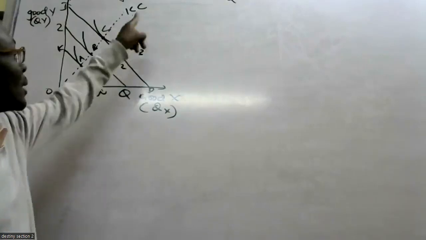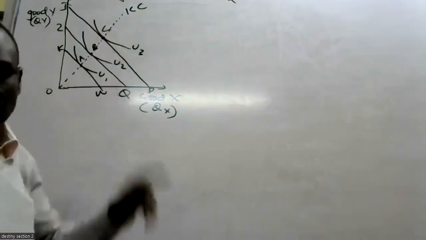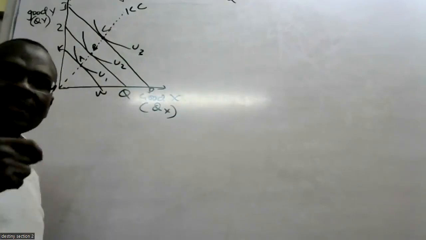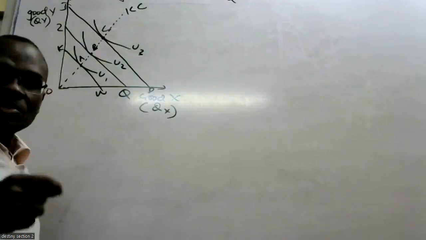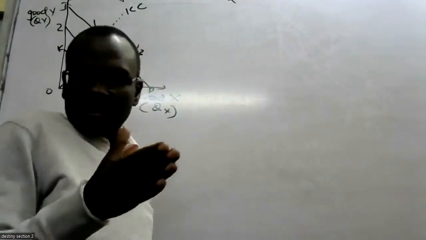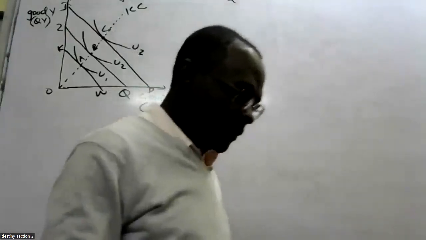The line joining the points A, B, and C is a straight line. It's called an income consumption curve, ICC. It shows that even if the income of the consumer changes, the next equilibrium point will still be on the same straight line. That straight line is called the income consumption curve.